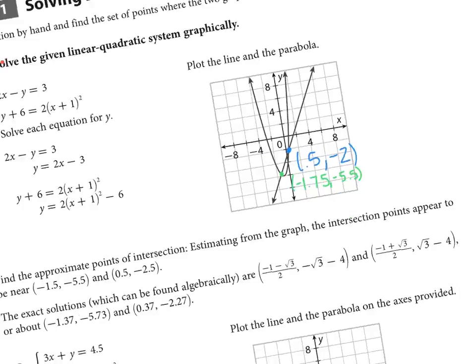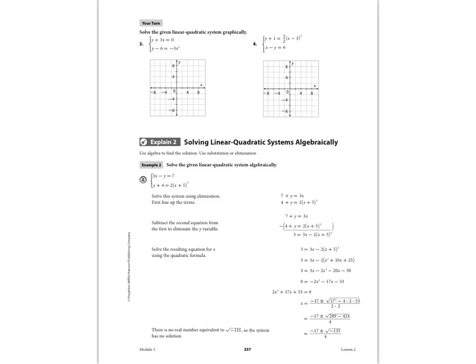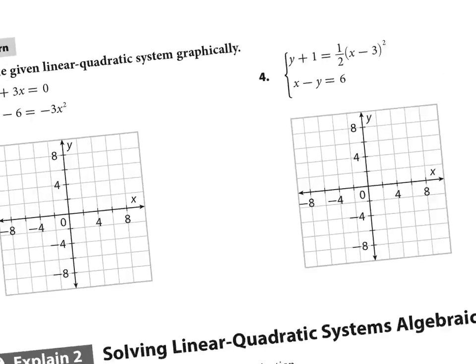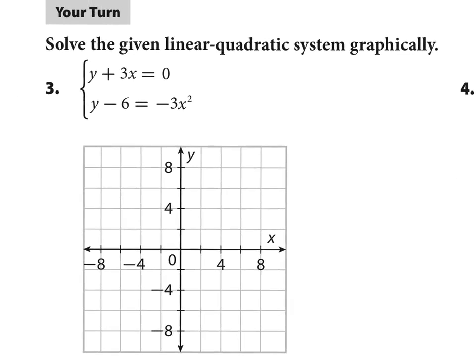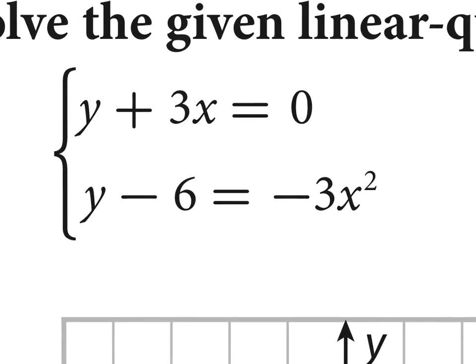All right, now I'm going to skip B for now because I don't like B as an example. So look at the next page, and let's do problem 3 together. I have y plus 3x equals 0 and y minus 6 equals negative 3x. If we're going to solve these graphically, what do I have to do before I can graph them? I have to solve for y. I have to get y into y equals. So how do I do that for that first equation?